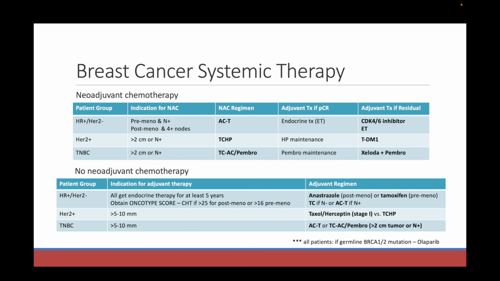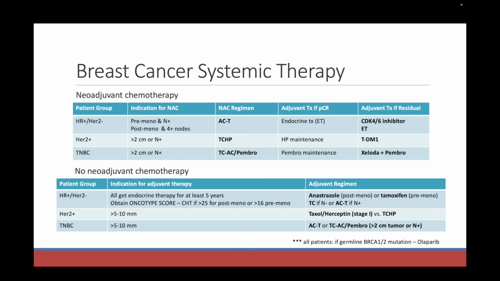And then we need to know how many of these patients are expected to have a pathologic complete response. The most likely patients to have a pathologic complete response are the HER2 positive and the triple negative breast cancer patients, and it can be 65% or higher rates of pCR for those histologies. The hormone positive HER2 negative, unfortunately, don't always have good pCR rates. It's much lower, on the order of 25% or so.